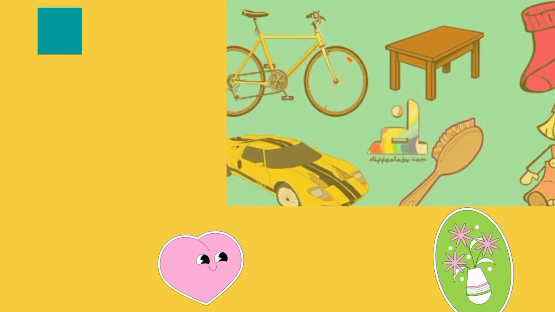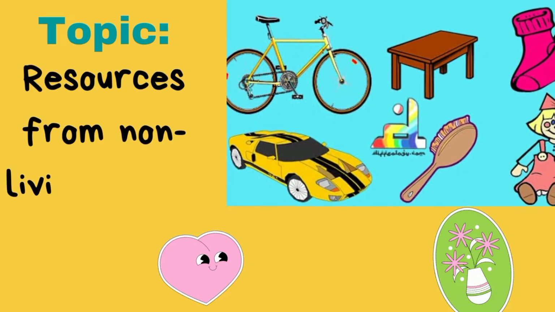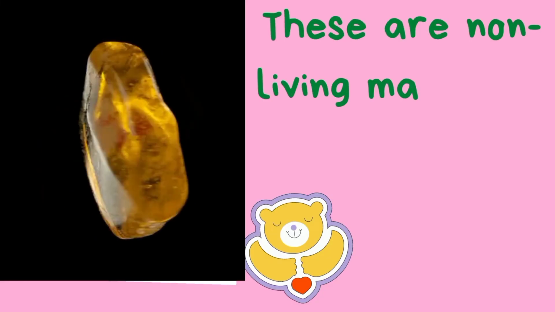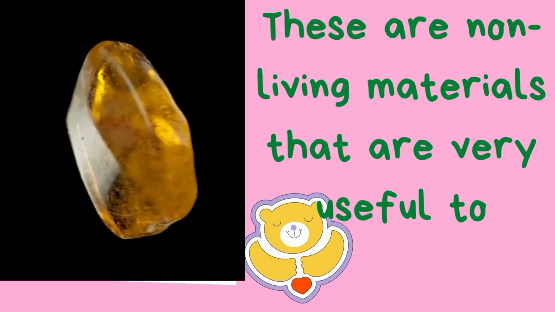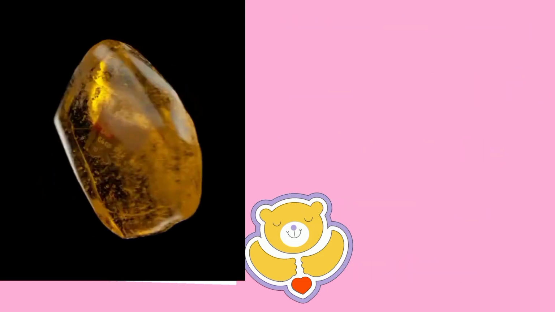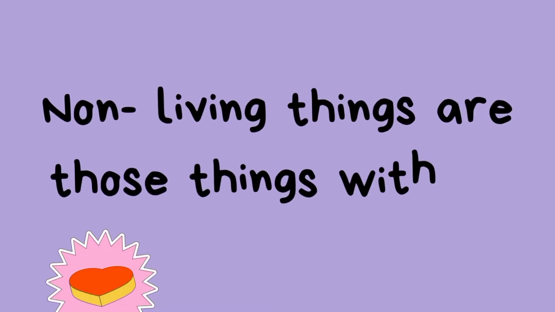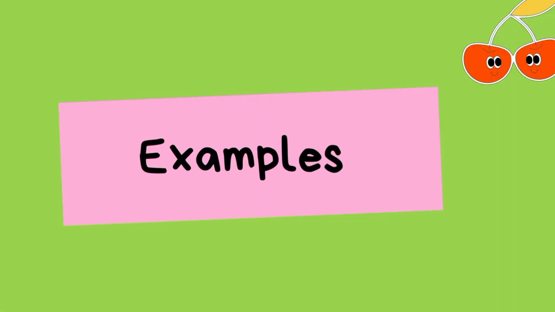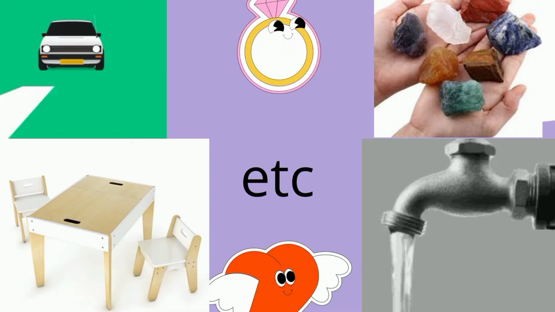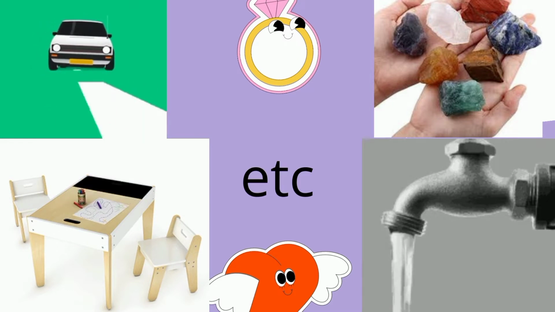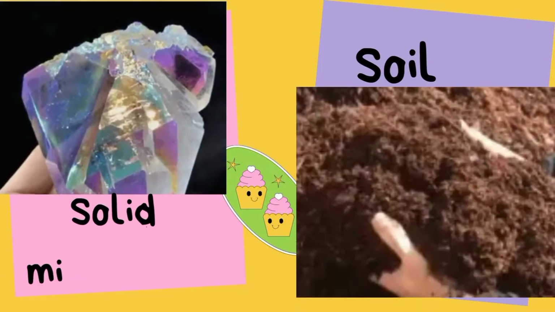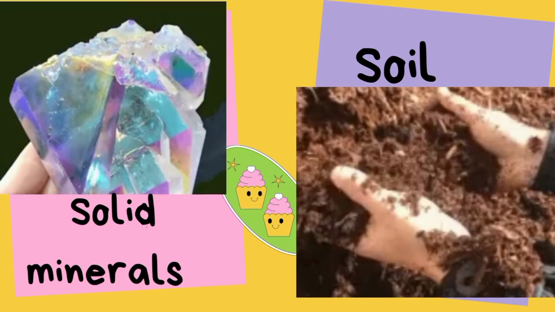In this video, we'll be discussing resources from non-living things. Resources from non-living things are those non-living materials that are useful for mankind, while non-living things are those things without lives. Some examples of non-living things include car, water, solid minerals, chairs, and all others. But today we'll be looking at soil and solid minerals.